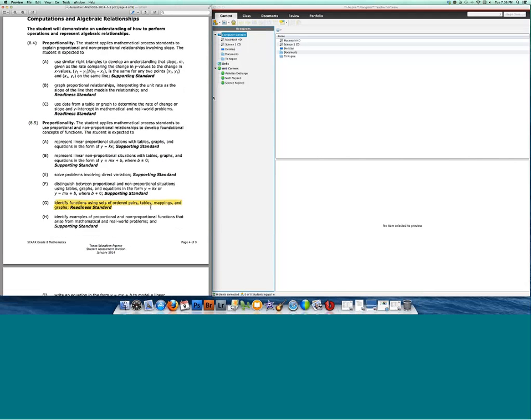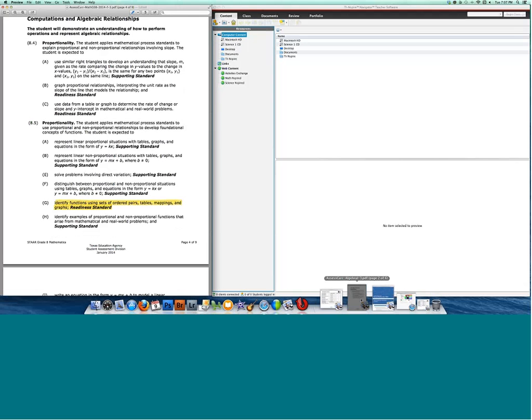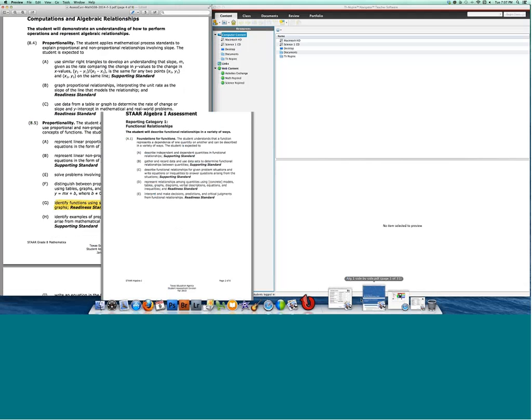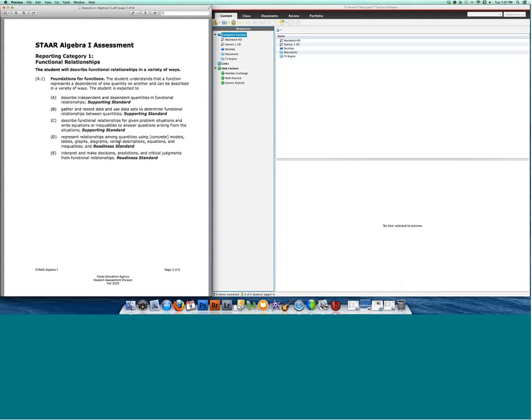And so the first activity that we're going to showcase tonight addresses this standard, but it also addresses the current algebra standard of 8.1D, which is represent relationships among quantities using concrete models, tables, graphs, diagrams, verbal descriptions, equations, and inequalities. Okay, so let's go ahead and take a look at this activity.